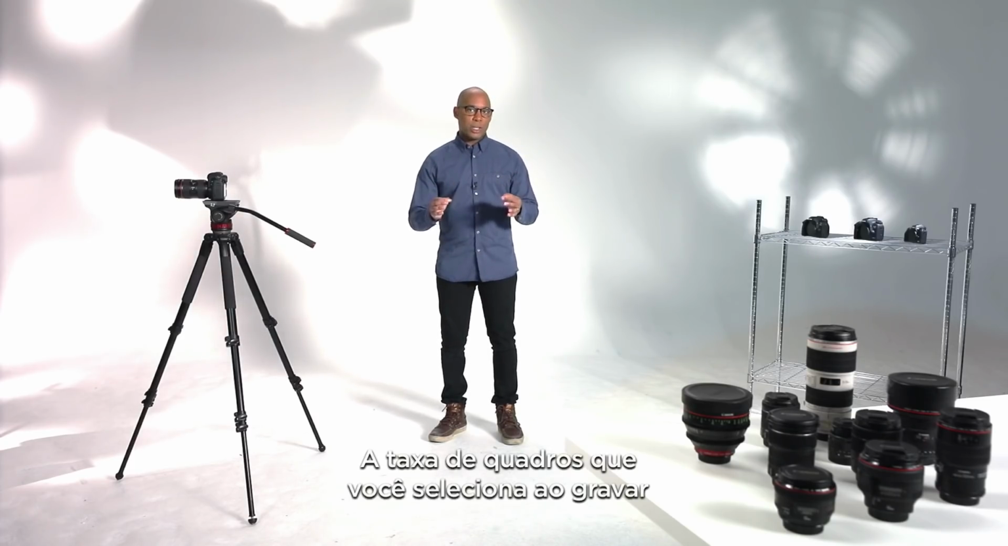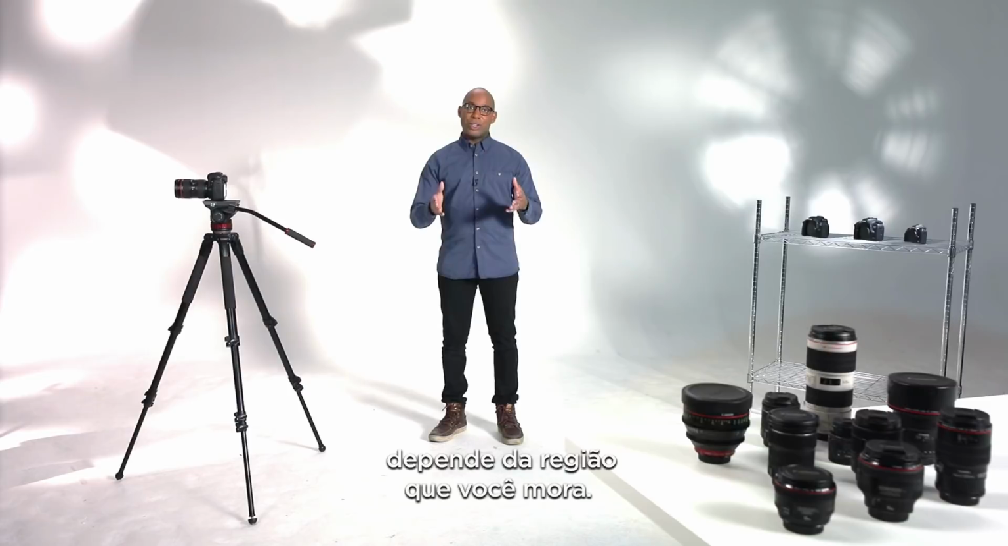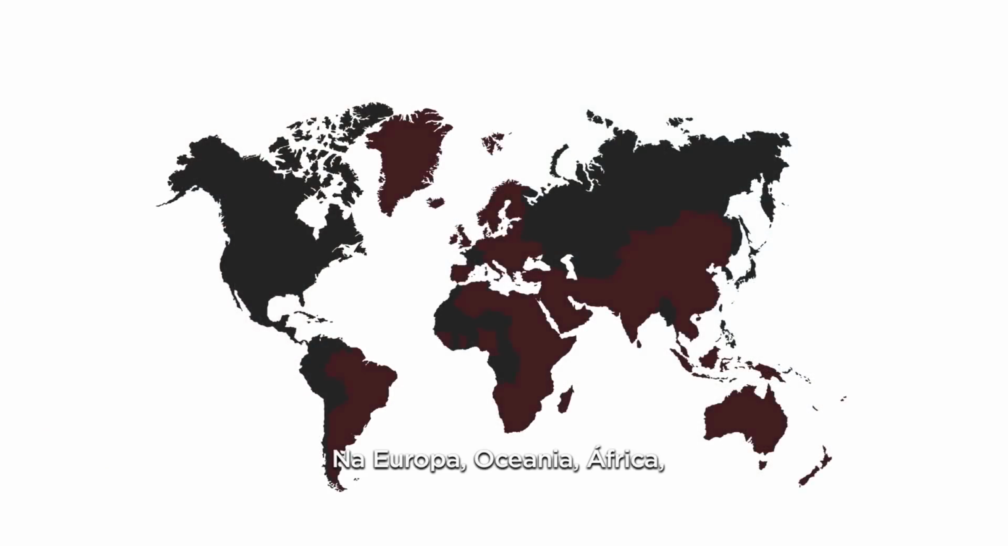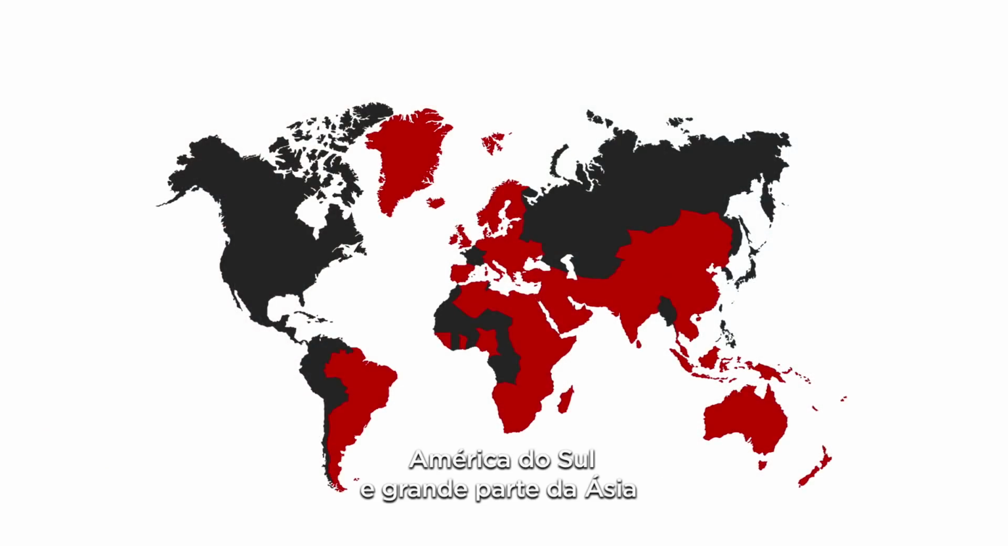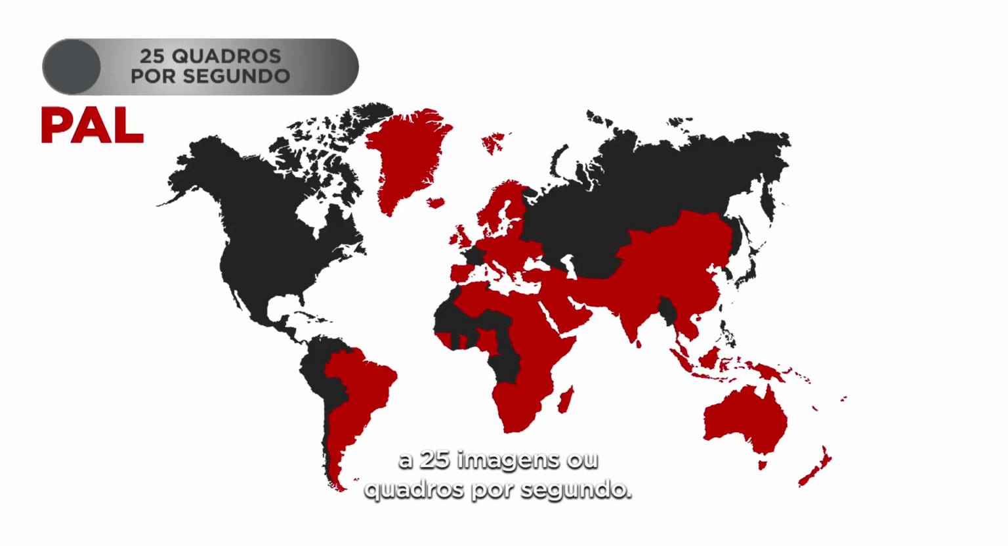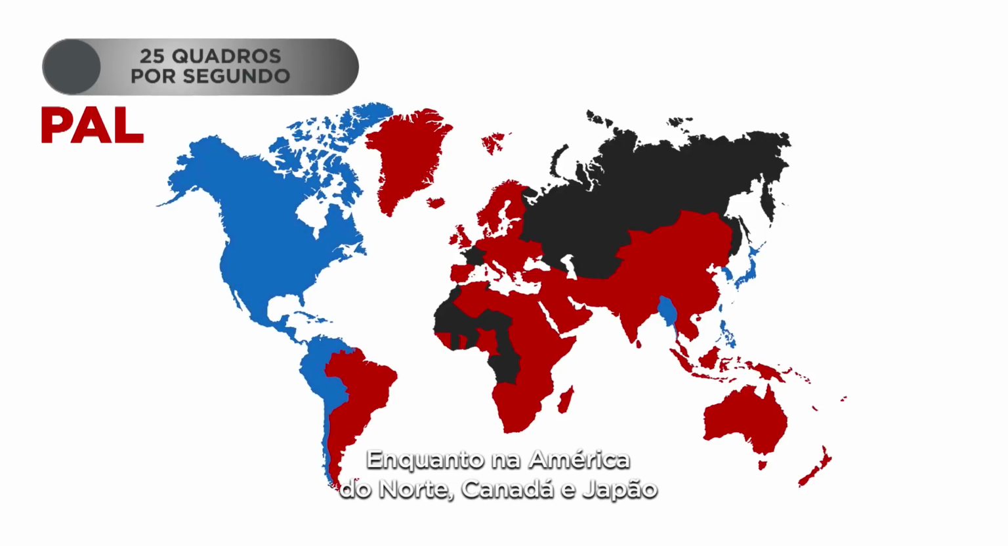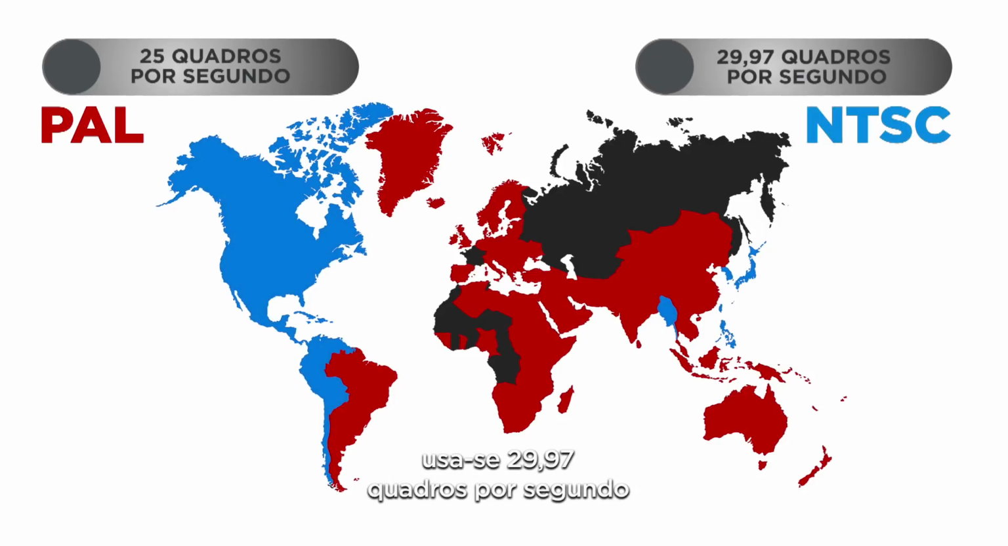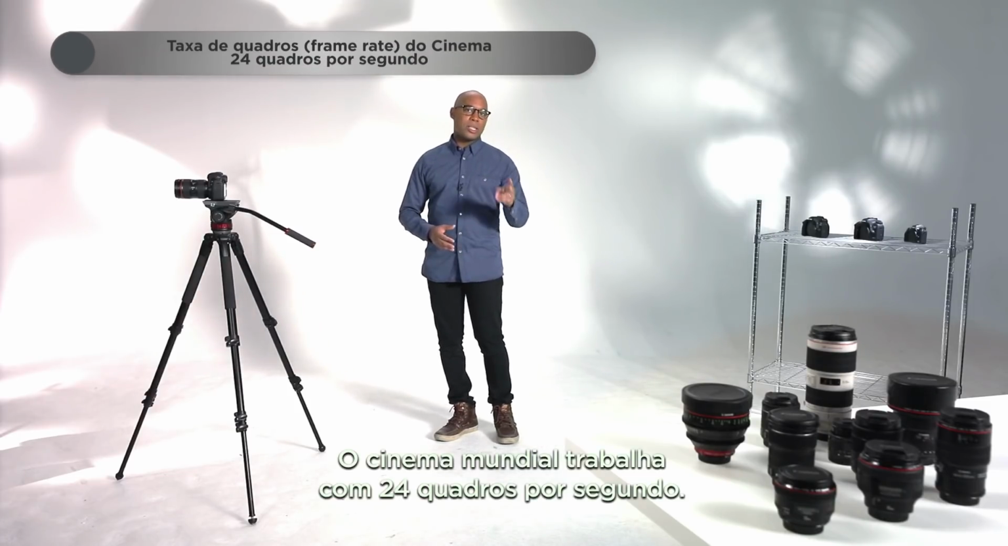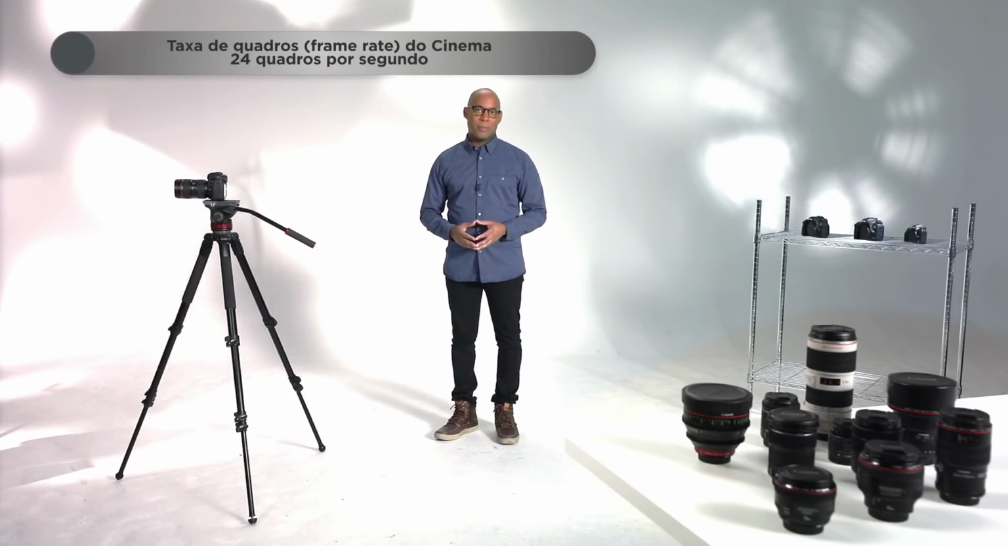The frame rate you select when recording depends on the region you live. In Europe, Oceania, Africa, South America, and most of Asia, television broadcasts at 25 images or frames per second, also known as PAL. Whilst in North America, Canada, and Japan, they'll use 29.97 frames per second, which we call 30 frames per second, and it's known as NTSC. Worldwide cinema works at 24 frames per second.